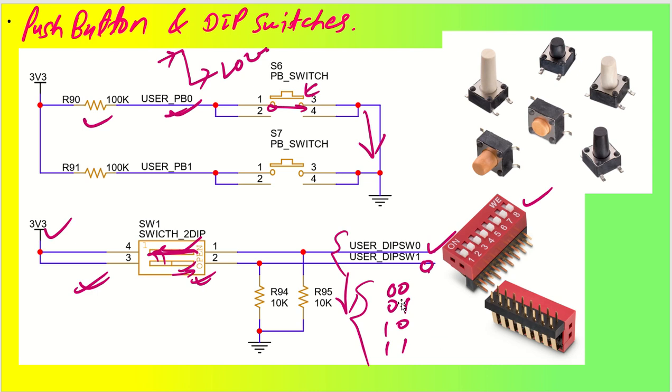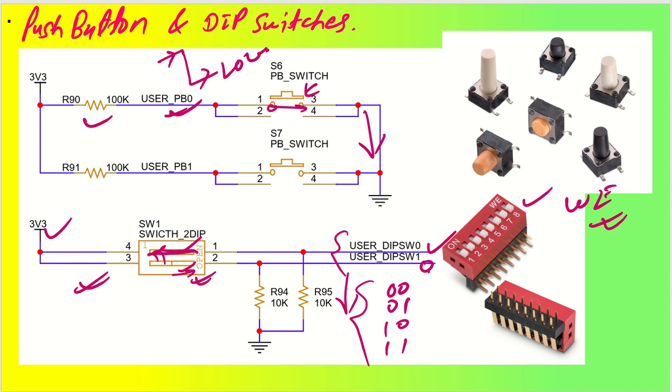Okay, and all these you can take from Würth Electronics. Würth Electronics is one of the best manufacturers for LEDs, DIP switches, push buttons, and various other components like EMI, EMC components, connectors and everything. So this is one of the best companies that I have seen.